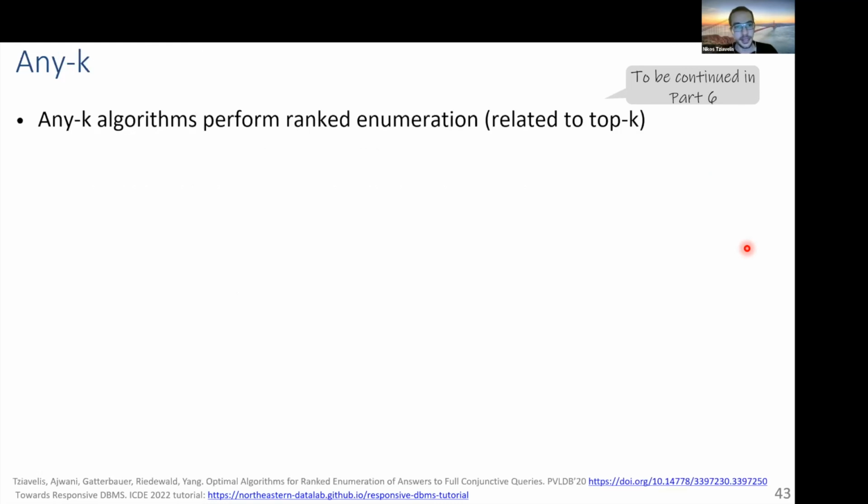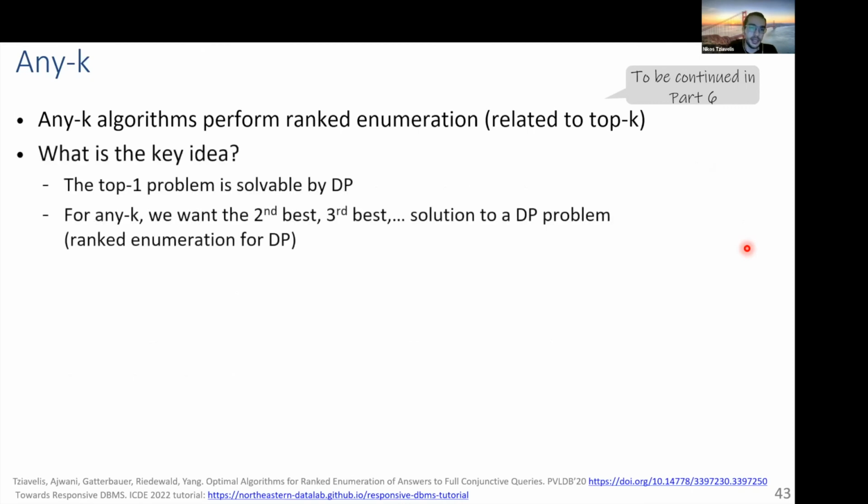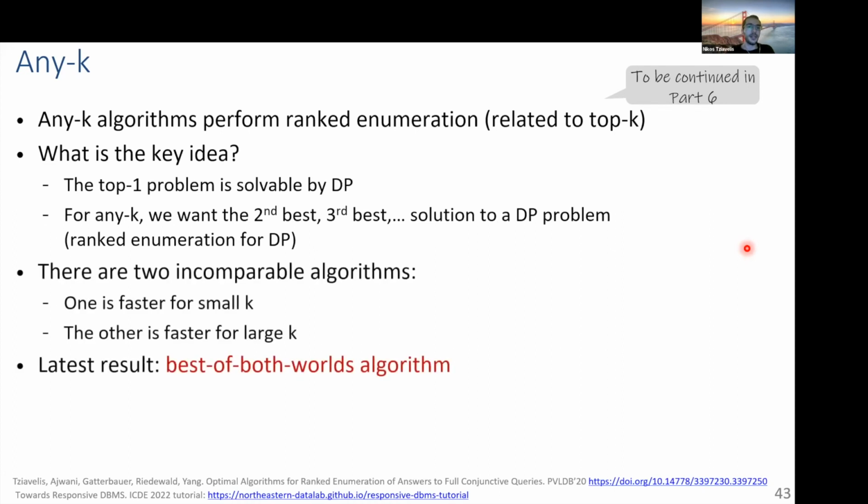NK is a technique that we have developed to perform ranked enumeration. And the key idea is that if you take a problem where we can apply dynamic programming, then we can also find the second and the third best solution to that problem. So basically to do ranked enumeration for dynamic programming.